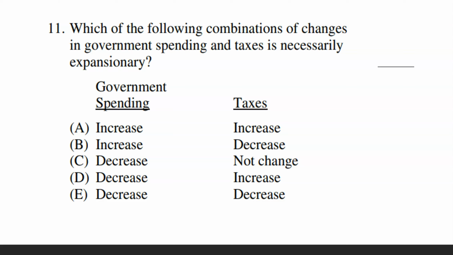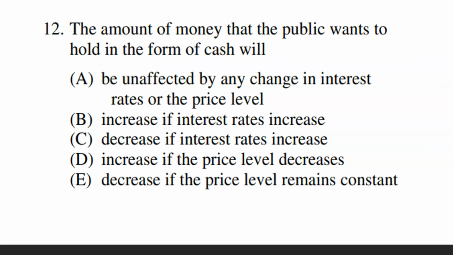Question number 11. Which of the following combinations of changes in government spending and taxes is necessarily expansionary? So we're talking about fiscal policy here. Remember the three things? With fiscal policies, increase or decrease government spending, increase or decrease taxes, increase or decrease government transfer payments. So if you want to expand the economy, what do you want to do with government spending? You want to increase it. What do you want to do with taxes? You want to decrease them. So the answer is B.